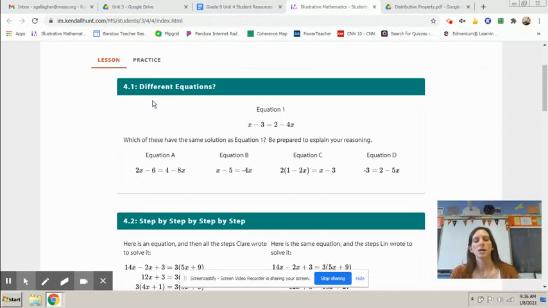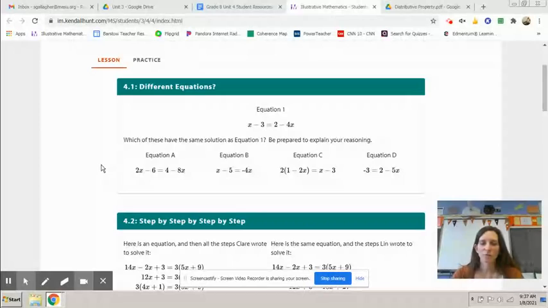You can see it here. And the question is, which of these, equation A, B, C, or D, have the same solution as equation 1? And be prepared to explain your reasoning. So pause now and figure out which equation or which equations have the same solution, and then hit play when you're ready to hear the answer.